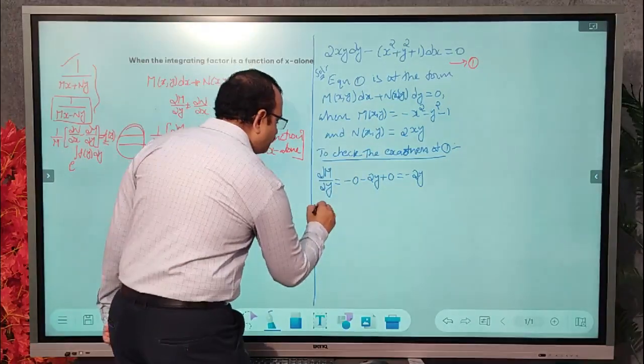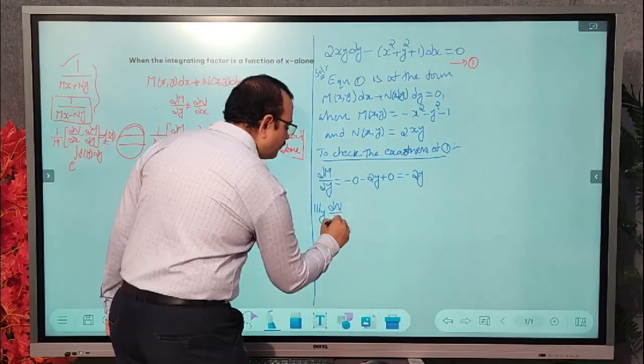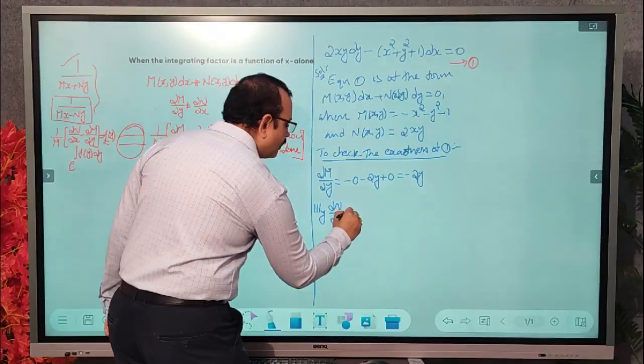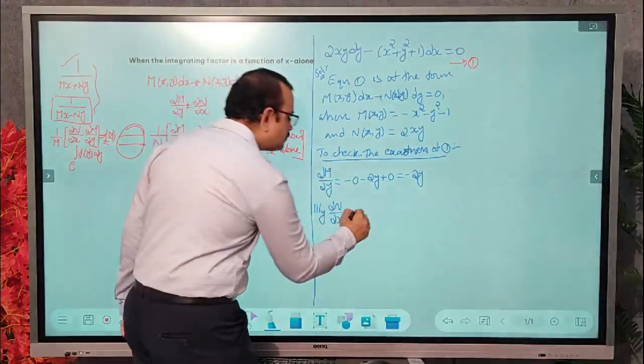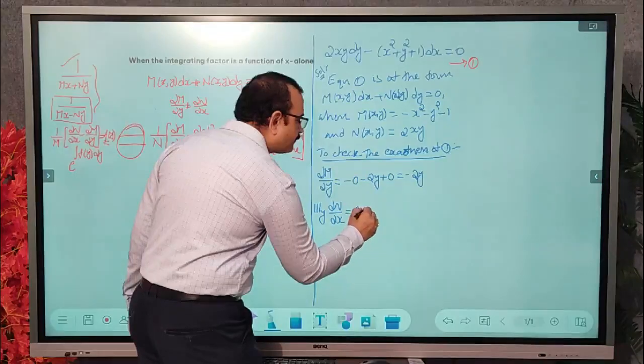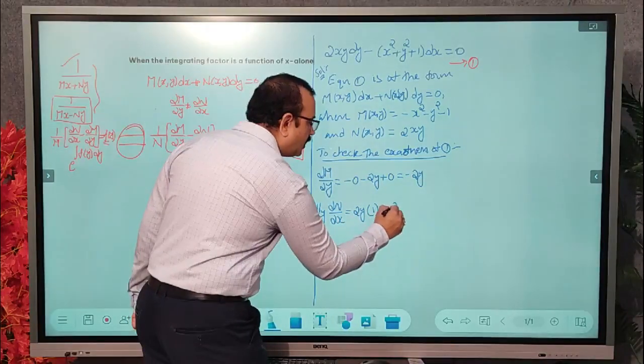So similarly, now we will calculate the partial derivative of N with respect to x, that is ∂N/∂x. ∂N/∂x is equal to, here 2 and y both are constants, so 2 into y is a constant, so now the derivative of x is 1, so therefore the answer is 2y.